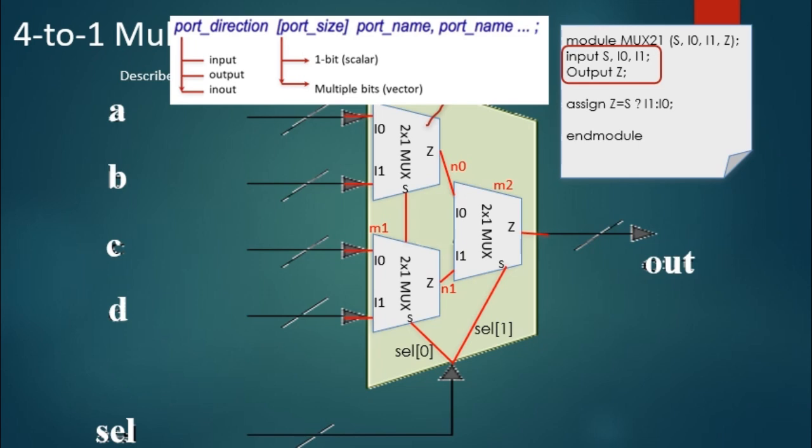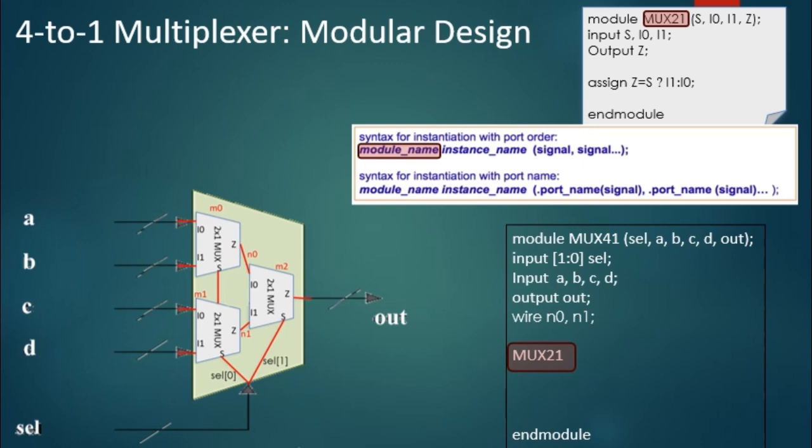Input followed by the name of the input. For example, here we have select S, I0, I1, and then output Z. So this O should be small. Then you can use any coding style you like to describe the behavior of the 2:1 mux. If you have multiple bits, say your I0 or I1 consists of 4 bits, then you have to use the multiple bits or vector way to declare the inputs and outputs. But in this example, we assume it's 1 bit or scalar. So the module starts with the keyword module followed by the module name.